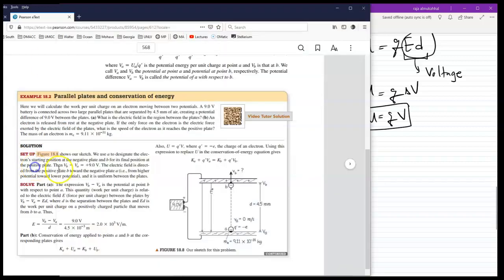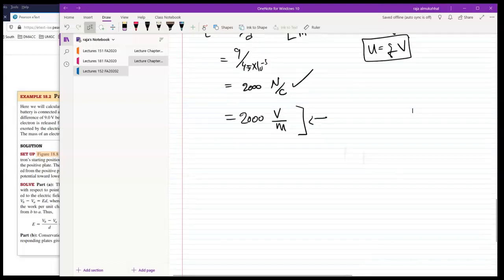Okay, good. And then the second part, he says an electron is released from rest at the positive plate. Excuse me, I keep saying positive. At the negative plate. If the only force on the electron is the electric force, he's asking what is the speed here. So the electron is released from the negative plate and it shoots to the positive plate. What is the velocity there? I think we did this problem already.